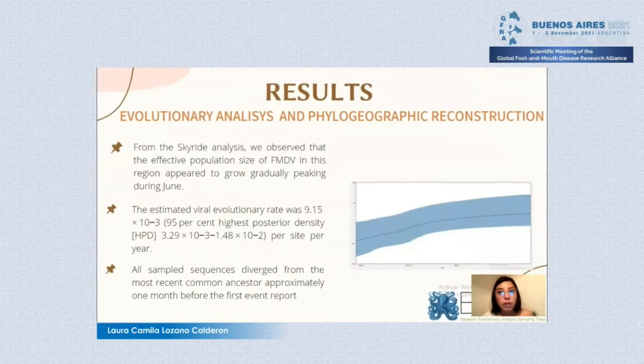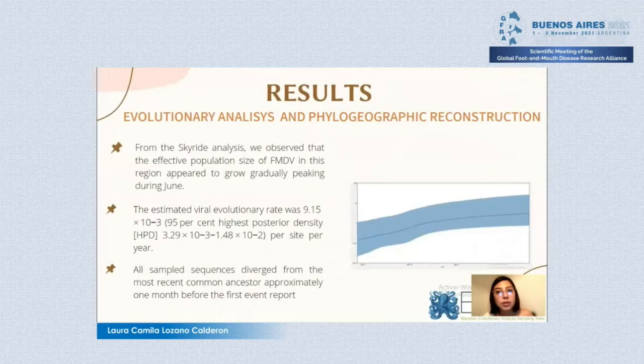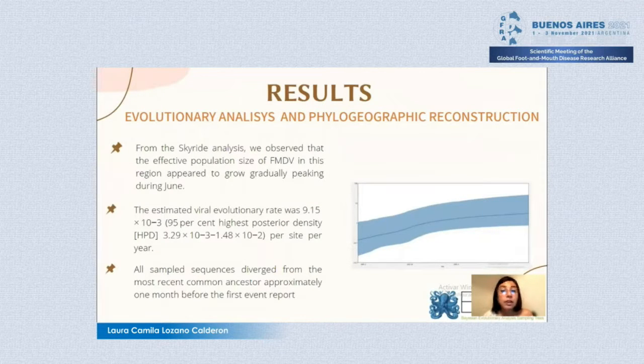Well, about the evolution analysis, we can observe that the population size grew gradually. After the dates analyzed, we don't know the population trend. The viral evolutionary rate was 9.15 times 10 to the negative 3. We can also find that the most recent common ancestor diverged in April, 1 month before. So, to be clear about this run, we reached convergence running 10 million generations.